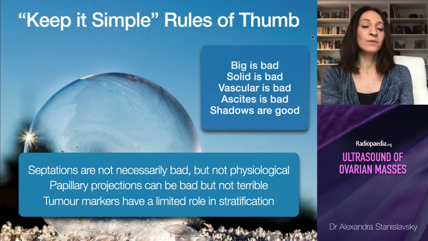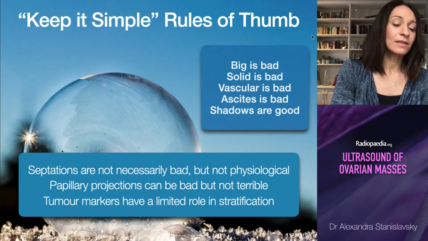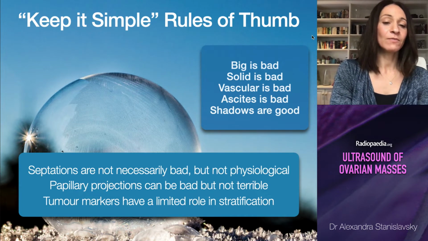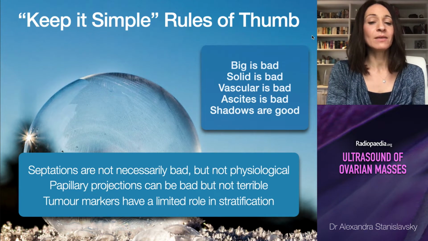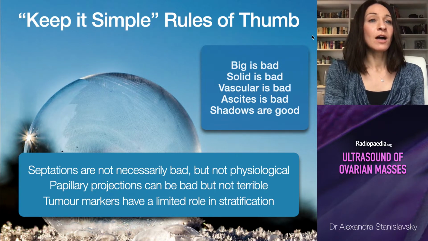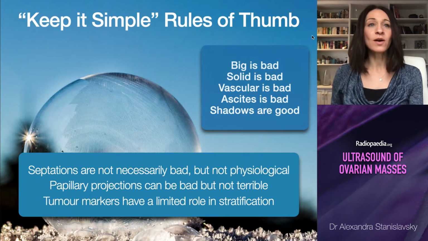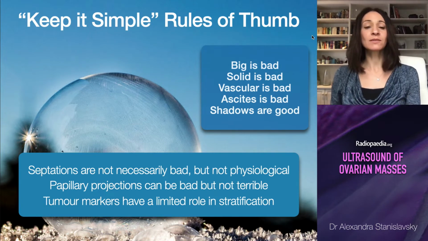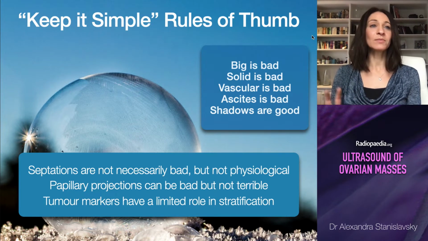And a few extra points. So these are the less definitive ones, perhaps, to an extent. Septations are not necessarily bad, but are not physiological. So if you've got a lesion with thin avascular septations and no other features, this is not an indicator of malignancy. So for example, cystadenomas and especially mucinous ones will often be septated. Other lesions such as dermoid cysts can have septations.